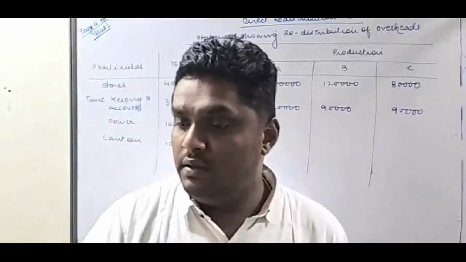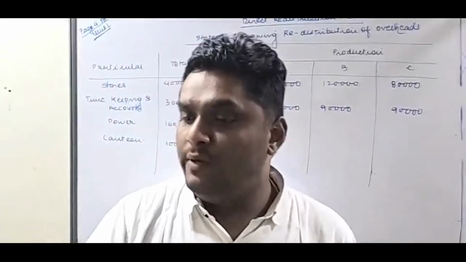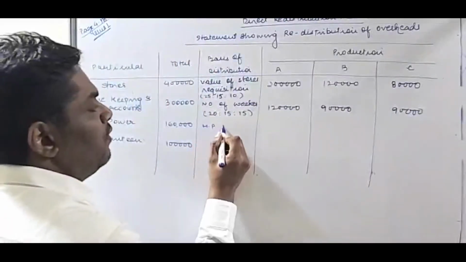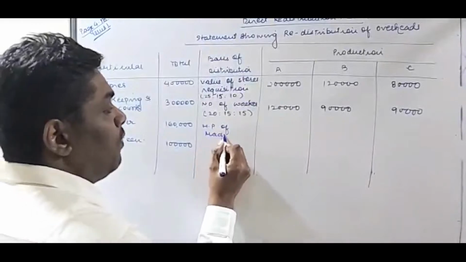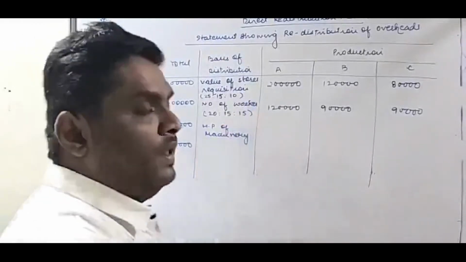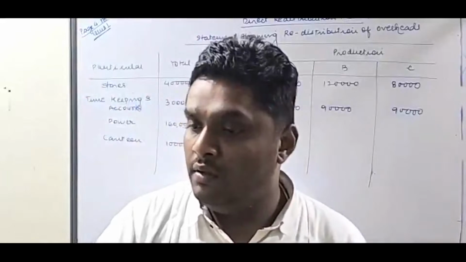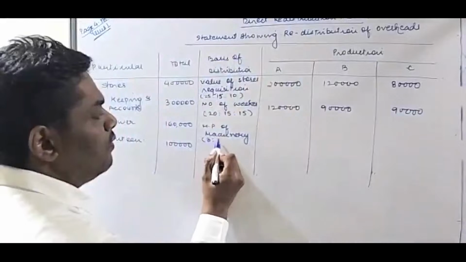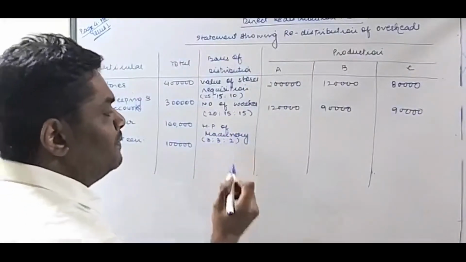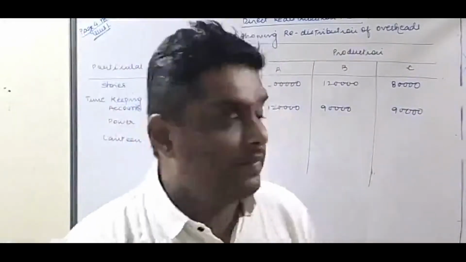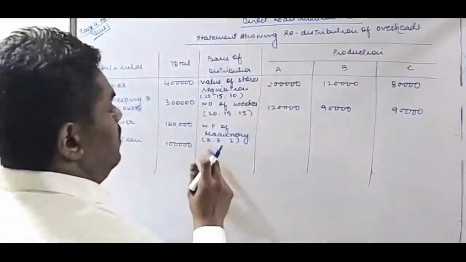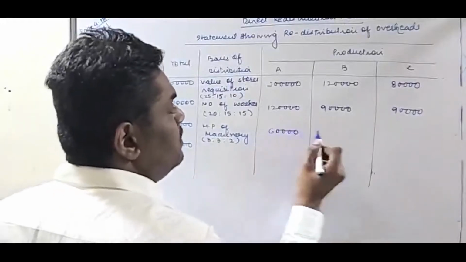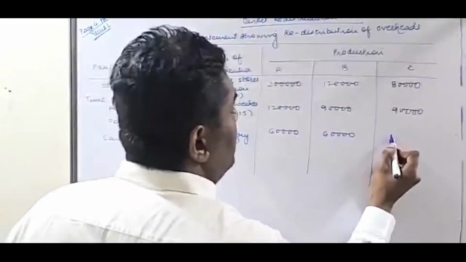The next is power. Since the horsepower of machinery is straight away given, it will be distributed in the ratio of horsepower of machinery, that is 3 is to 3 is to 2. So this will be 60,000, this will be 60,000, and this will be 40,000.